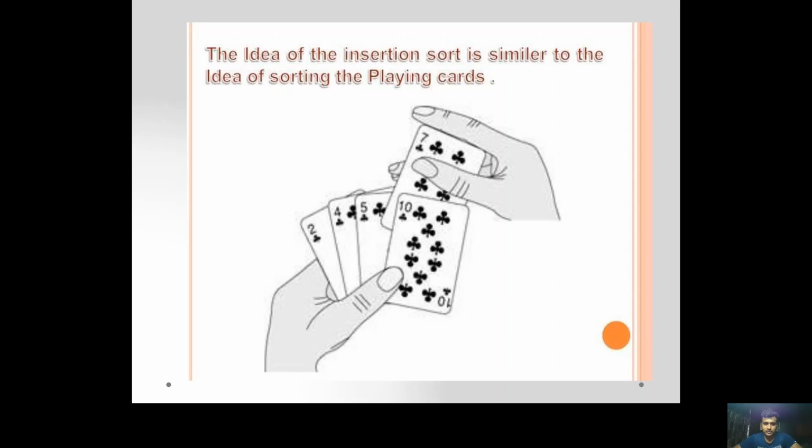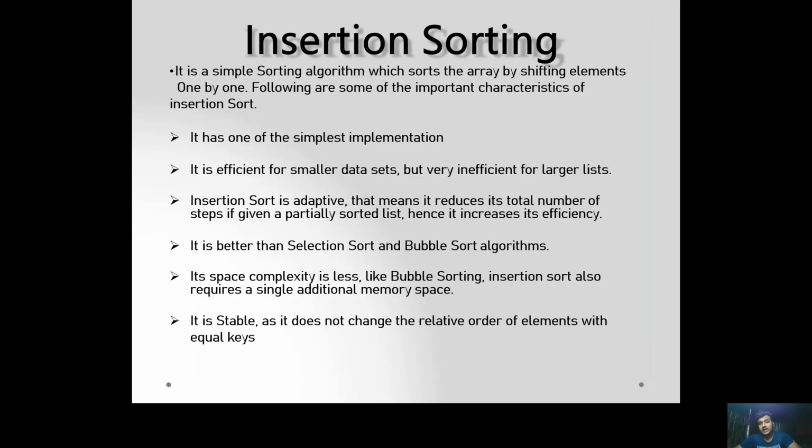So what is insertion sort? The idea of insertion sort is similar to the idea of sorting playing cards. It is a simple sorting algorithm which sorts the array by shifting elements one by one. Some important characteristics of insertion sort: it is one of the simplest implementations. It is efficient for smaller data sets, but very inefficient for larger lists or queues. Insertion sort is adaptive. That means it reduces its total number of steps if given a partially sorted list, hence it increases its efficiency.